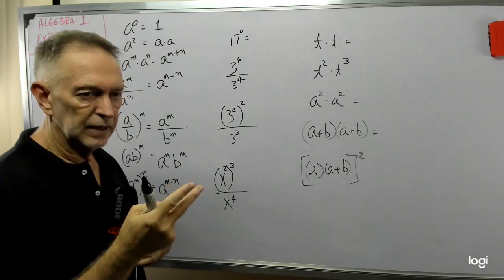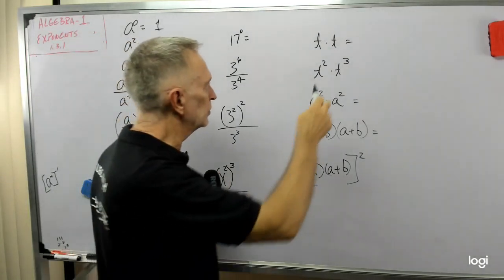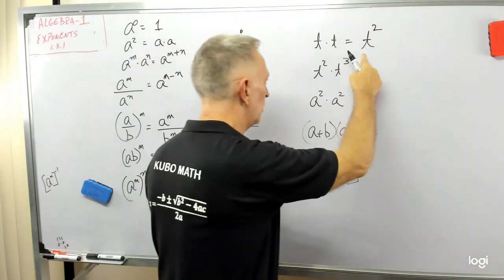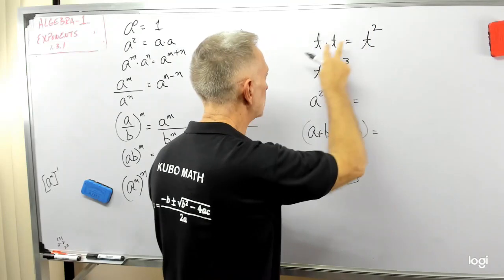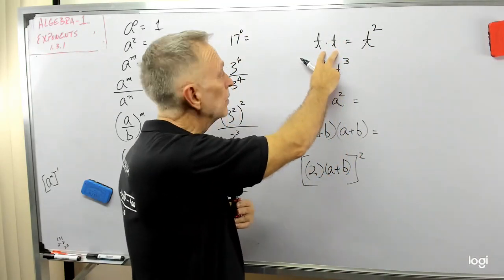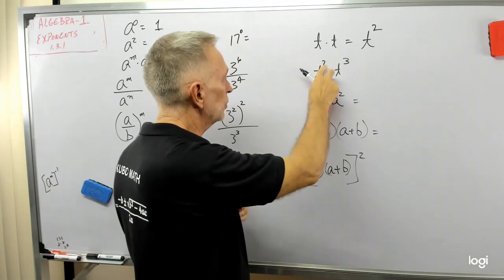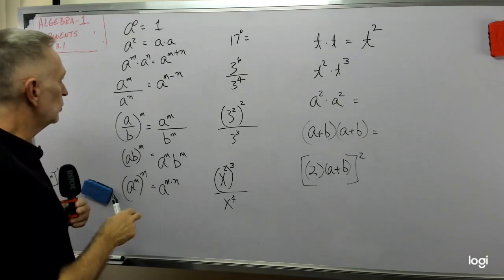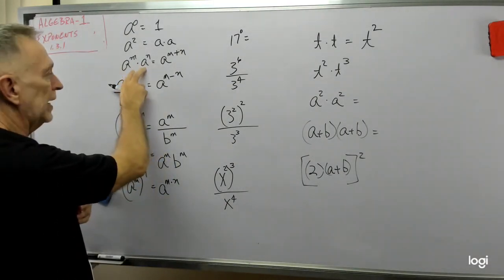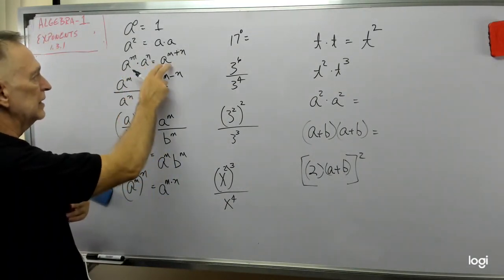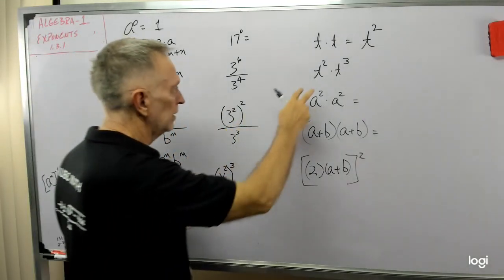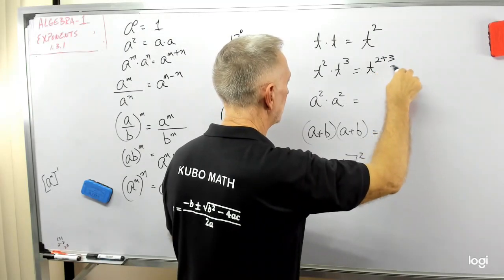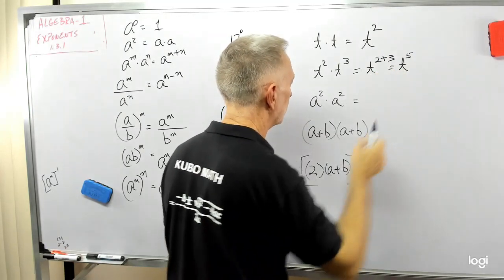I have t times itself 2 times. So that's t to the second power. That number times itself 2 times, which is exactly what I have here. Okay, t to the second power times t to the third power. Which rule does that fit? Okay, a to the m times a to the n is a to the m plus n. So now I have t to the 2 plus 3 equals t to the 5th power.